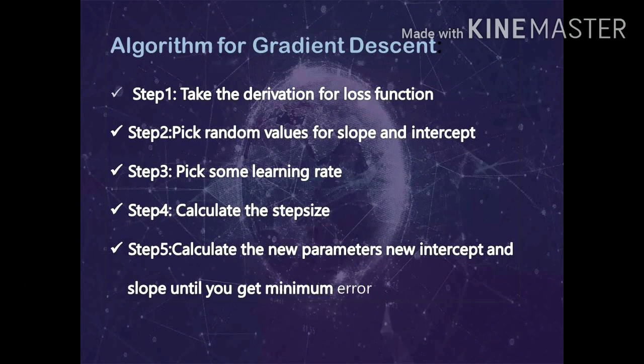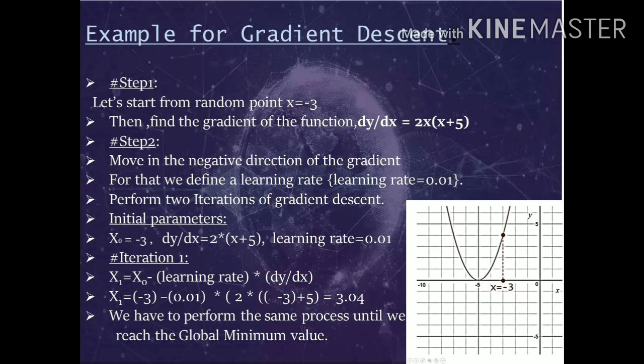The algorithm for gradient descent is: first, take the derivative of the loss function, and step 2 is to pick random values for slope and intercept, and step 3, pick some learning rate, step 4, calculate the step size, and finally calculate the new parameters, new intercept and slope, until you get minimum error. Let's see an example to solve a problem for gradient descent.